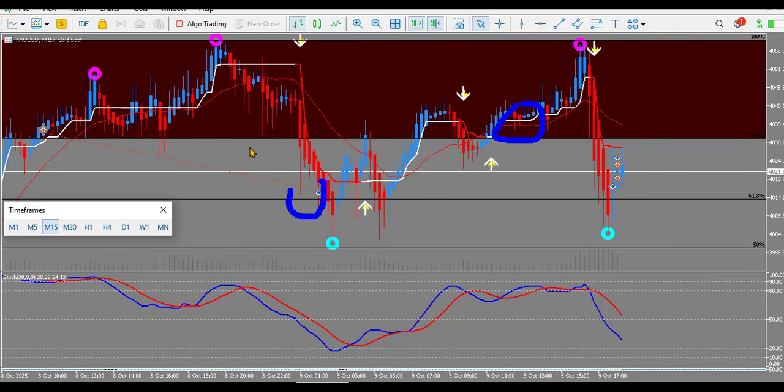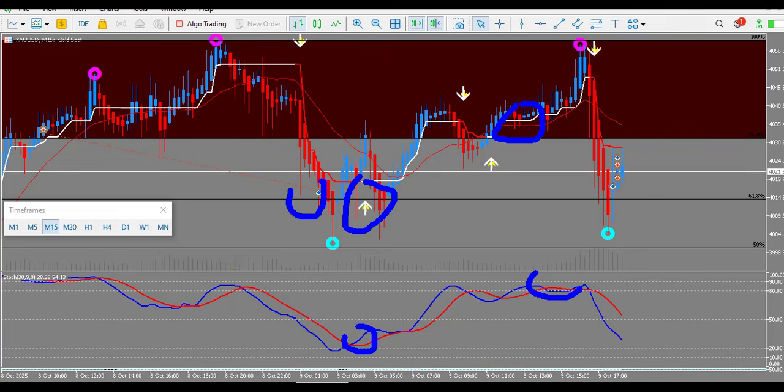And here is gold on 15-minute time frame. Just make sure you check it out, make sure the signals are in agreement, all the indicators, before you go on to place your trade. It must be in agreement.